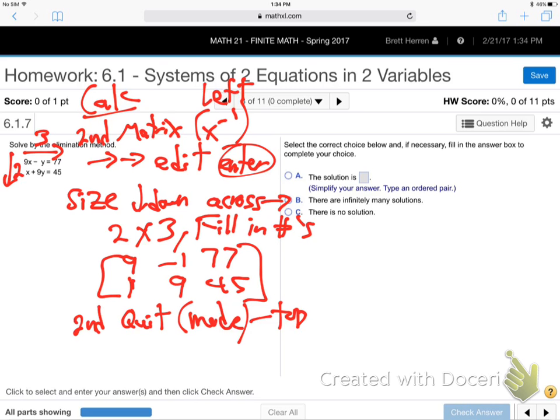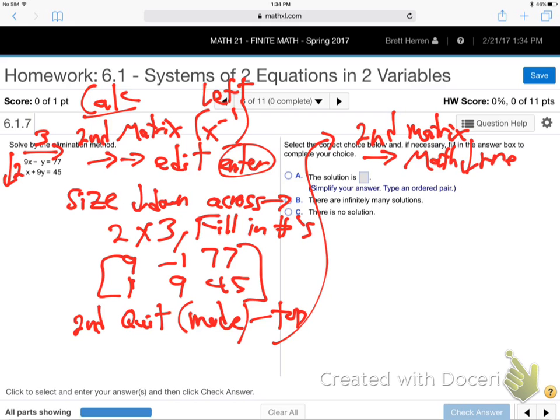All right? Now, you want to go back in, hit second matrix again. And this time, you're going to go across once to the math menu and down to the RREF. I'll show you here. So here I am after I quit, second matrix, over to the math menu in the middle, and then down. See how I'm on the math menu in the middle? I'm going down, down, down. Don't get the first REF, get the RREF.